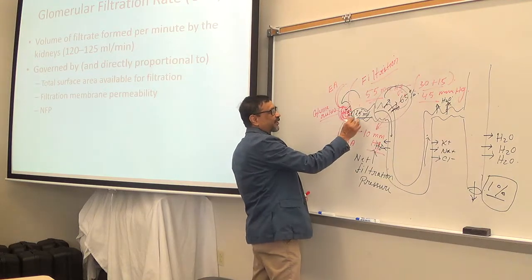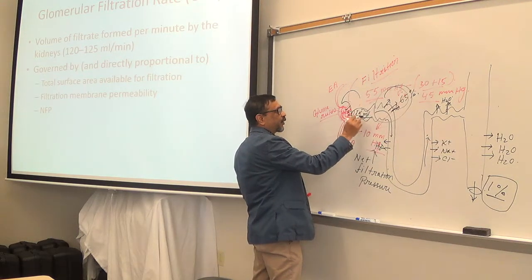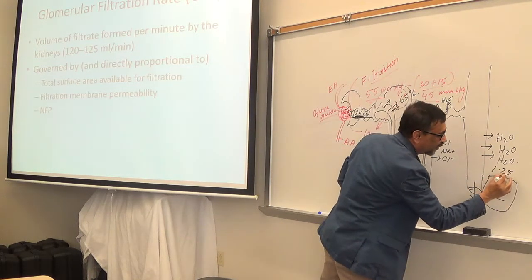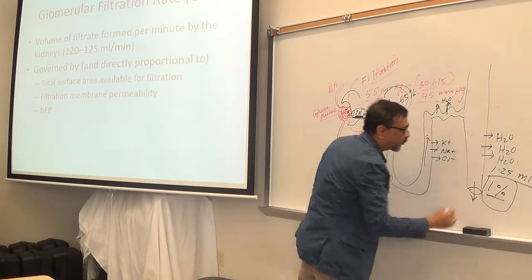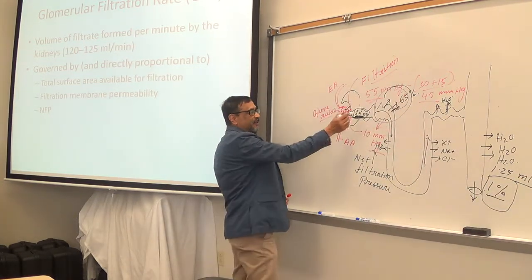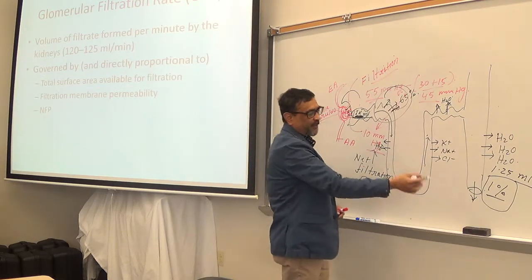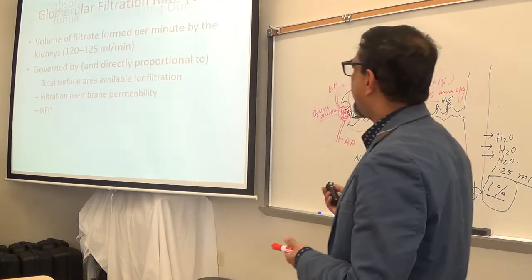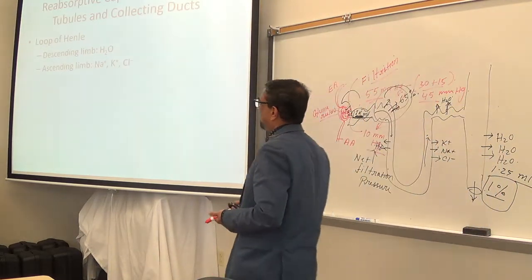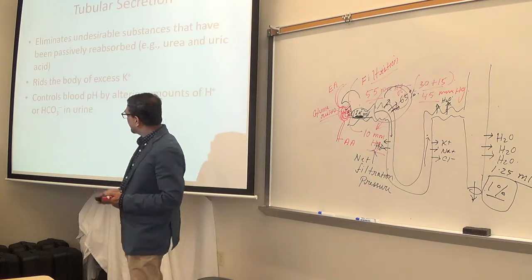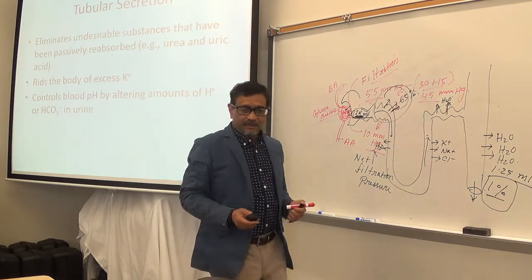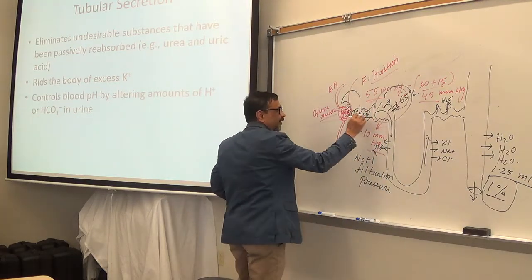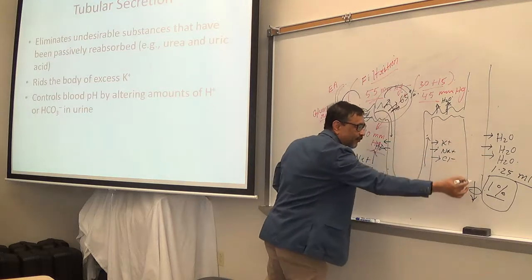Now, if the filtrate volume is 125 here, only 1.25 milliliter urine is formed. That means only 1% of that filtrate. We talked about this in last class. So, filtration occurs here, reabsorption occurs everywhere.